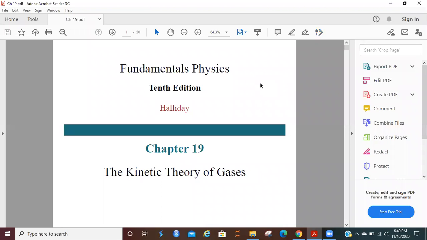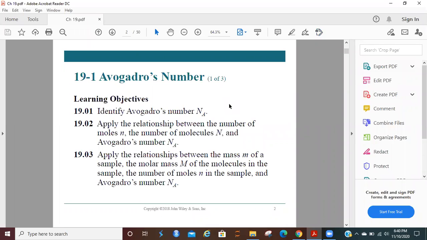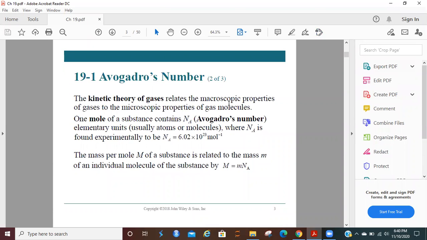This will be the lecture over chapter 19, where we'll study the kinetic theory of gases. See the learning objectives there. So the kinetic theory of gases relates the macroscopic properties of gases to the microscopic property of gas molecules.